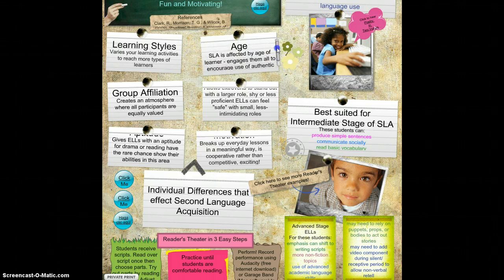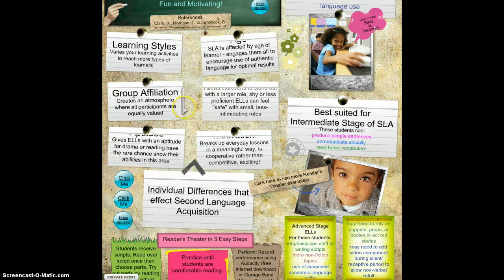Age is another factor, and this refers to the critical period hypothesis of second language acquisition, and Readers Theater is able to engage all levels and all ages of students. It gives them a chance to use language in a really authentic way as they're negotiating who is going to have which parts, as they are talking about and reflecting on how their Readers Theater is going, and then of course the language that's in the Readers Theater.